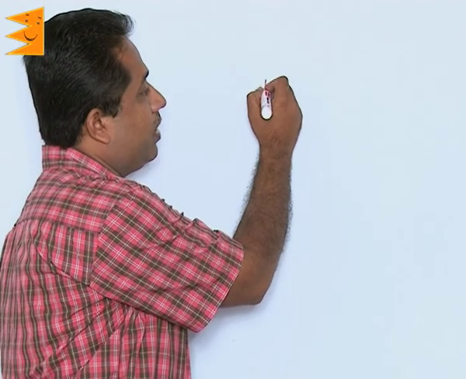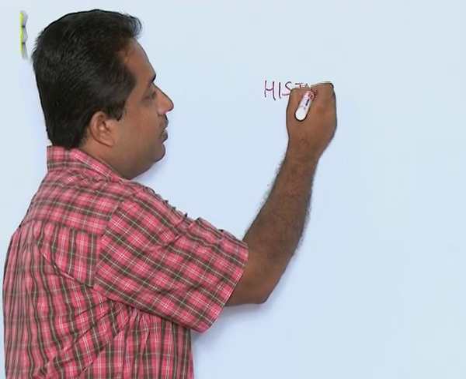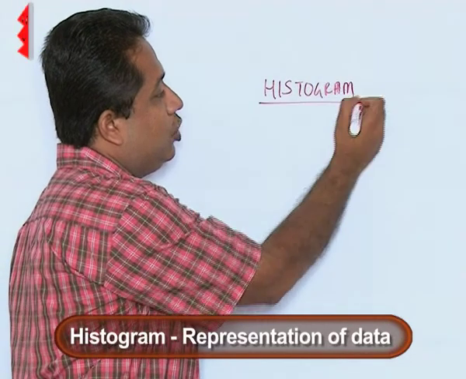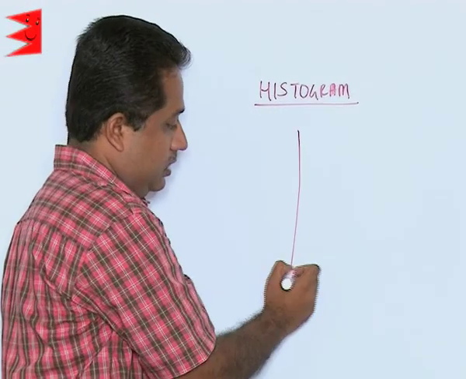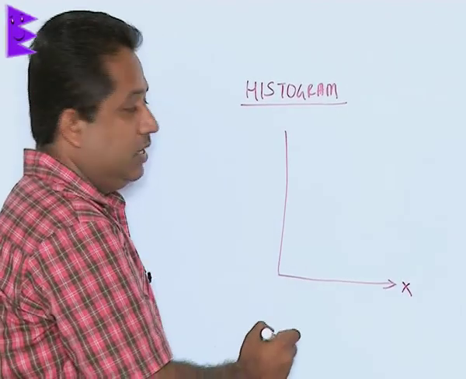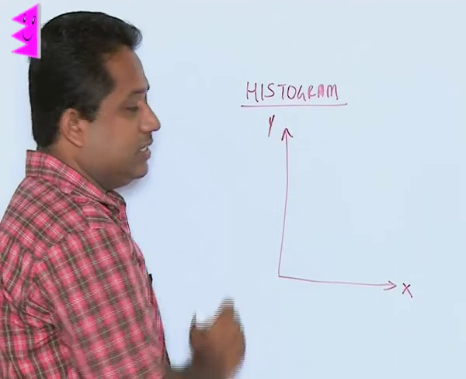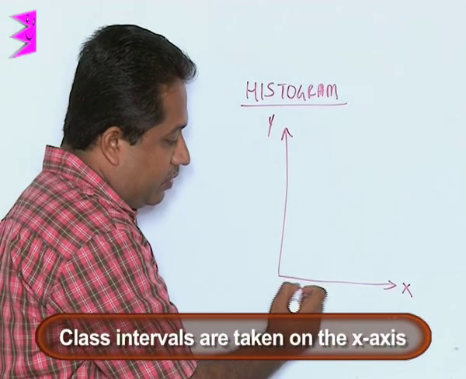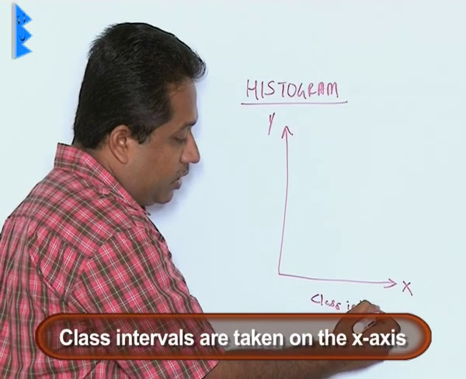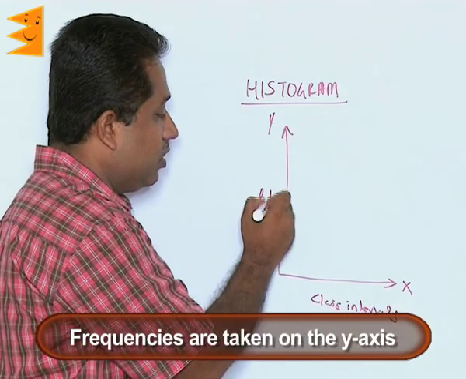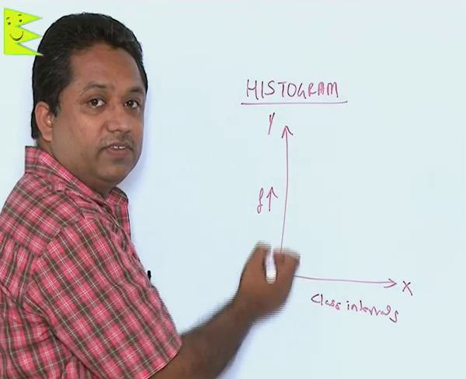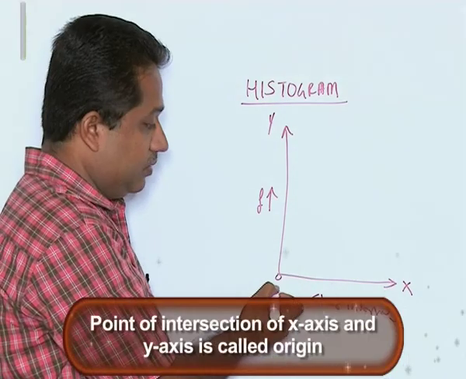What is a histogram? A histogram is a representation of data where you take a graph paper. The horizontal line is called the x-axis and the vertical line is called the y-axis. You will take the class intervals on the x-axis and the frequencies on the y-axis. The point of intersection of the x and y axes is called the origin.